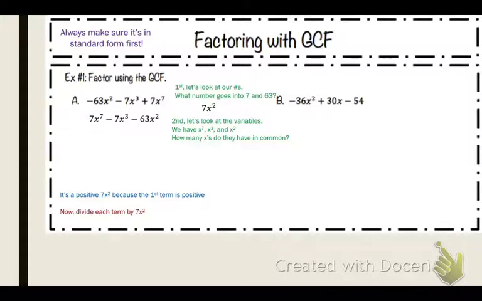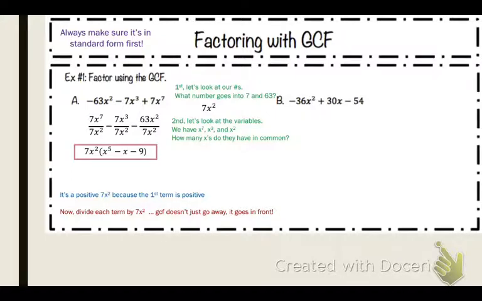So now we're going to divide each term by 7x squared. And then we're just going to simplify. So 7x to the 7th divided by 7x squared is x to the 5th. Negative 7x cubed divided by 7x squared is just x. And then 63x squared divided by 7x squared is negative 9. Okay, but the GCF doesn't just go away, it goes in front. So our final answer is 7x squared times x to the 5th minus x minus 9.